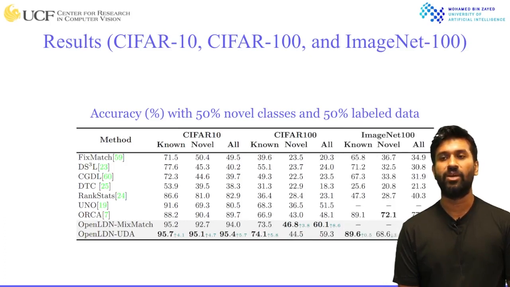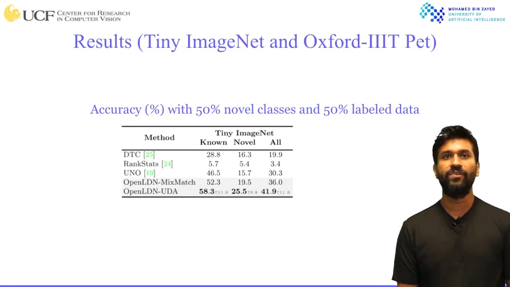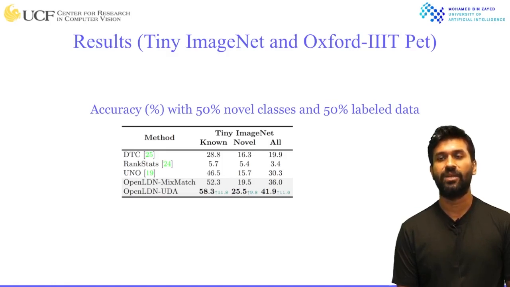And we also see modest improvement on the challenging ImageNet 100 dataset, where our method outperforms ORCA by more than 1%. Moving on, here we'll see results on the Tiny ImageNet dataset and the Oxford-IIIT Pet dataset. In these experiments, we are using 50% novel classes and the remaining 50% as known, and we are using 50% labeled data from those known classes.